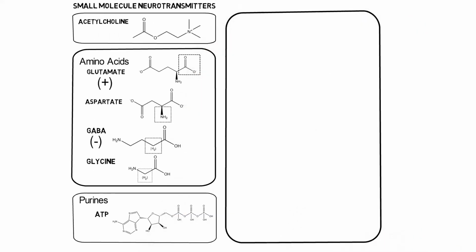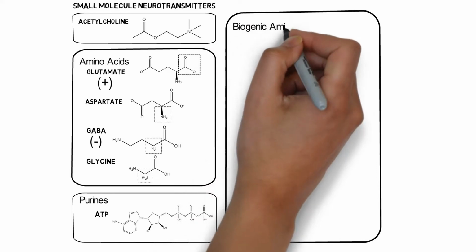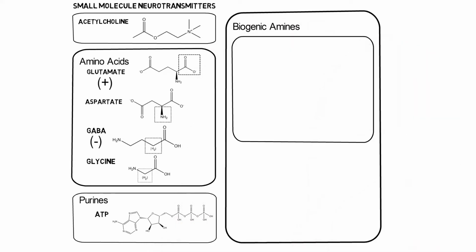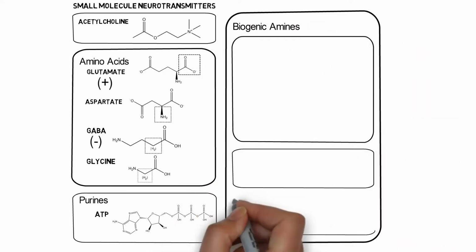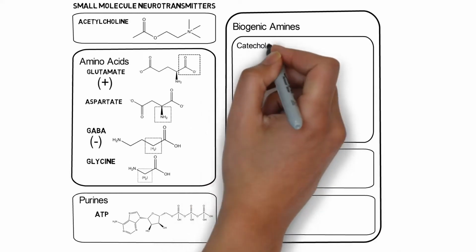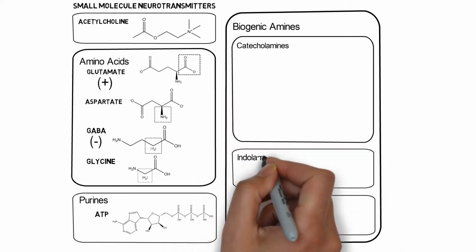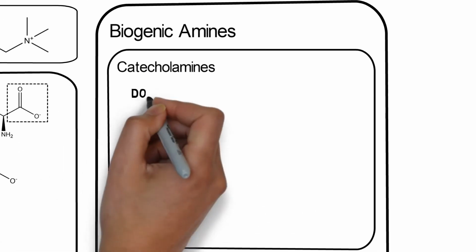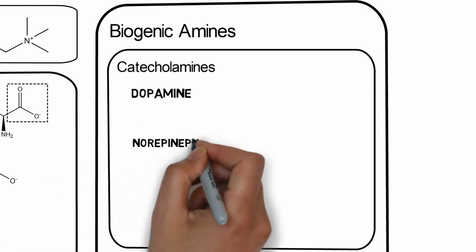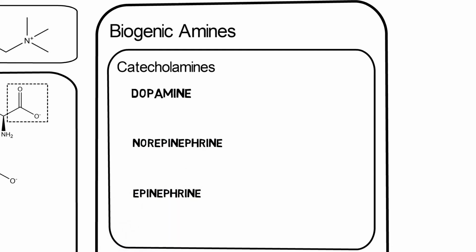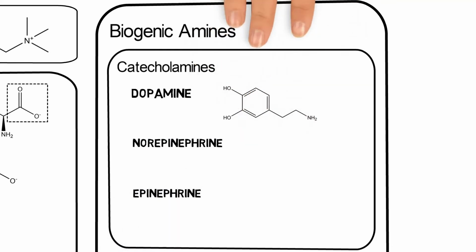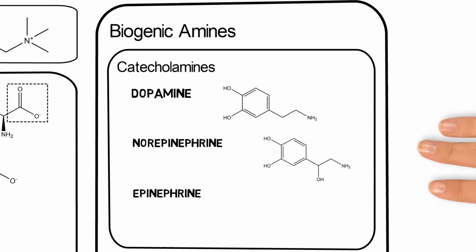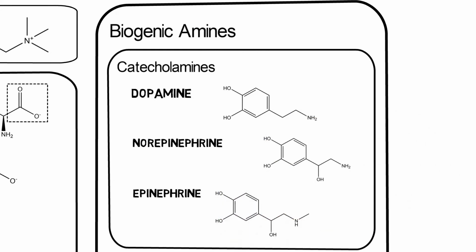The biogenic amines are the largest category of transmitters. It is composed of three separate groups: the catecholamines, the indolamines, and the imidazolamines. The catecholamines are dopamine, norepinephrine, and epinephrine. All are excitatory, are made from tyrosine, and are broken down in the synapse by MAO and COMT.